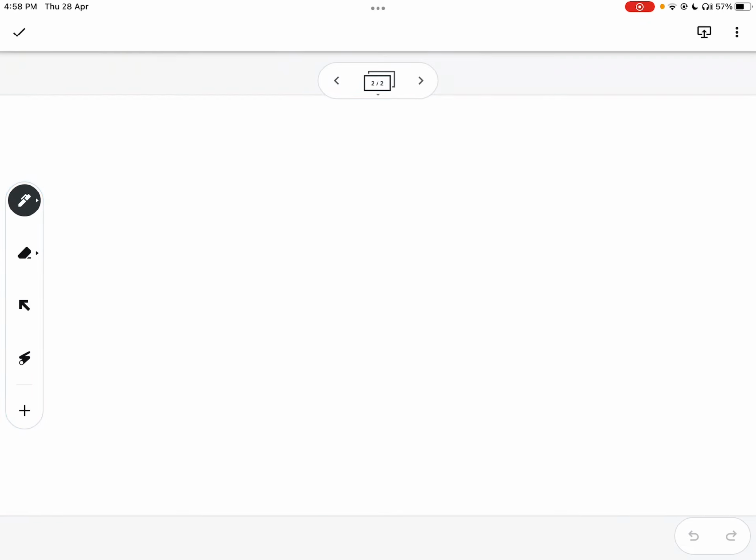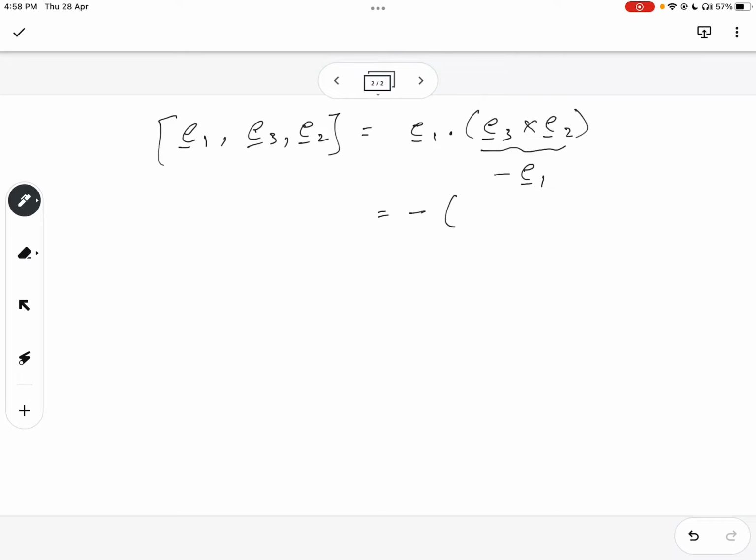So for example, if we look at the box product of E1, E3, E2, what would this be? E1 dotted with E3 cross E2. This is negative E1. That means that minus E1 dot E1 is equal to minus 1.